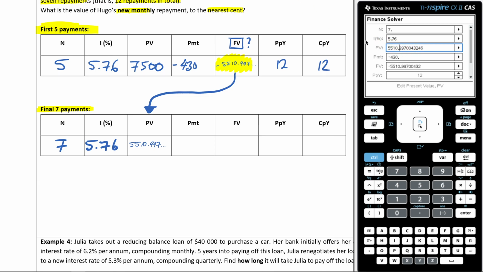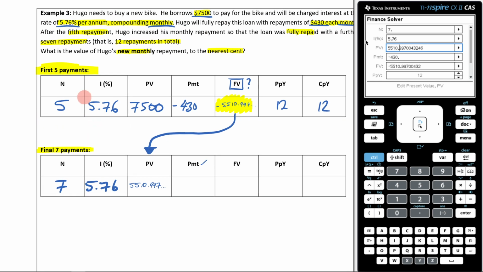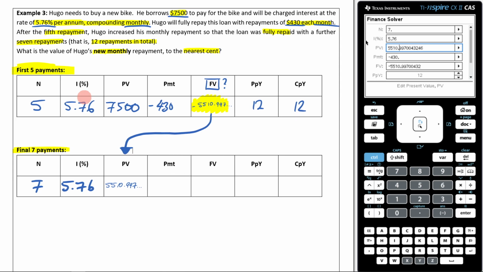Oh, that was a lot of talking right there, and we're not even done. Okay. What are we even trying to do here? Well, the next thing is my payments. And remember, after the 5th payment, Hugo increases his monthly payment so that it will be fully repaid with a further 7 payments. This is the thing we don't know. The question is asking us, what is the value of Hugo's new monthly repayment? That's what we want. My future value is going to be 0 because I want this thing fully repaid. And then my PPY is 12 and my CPY is 12.